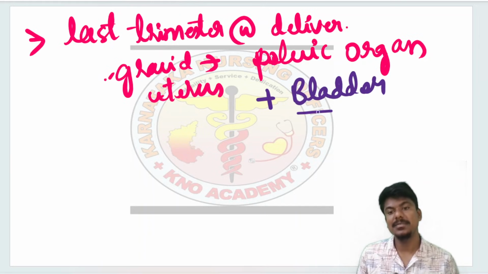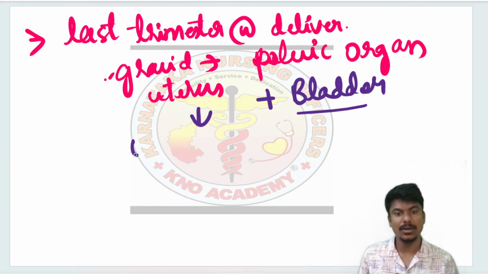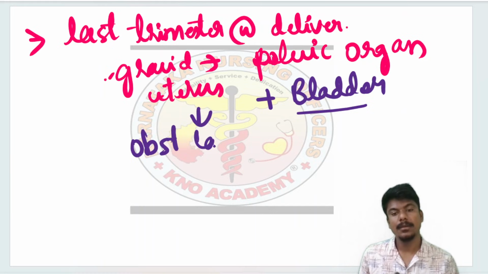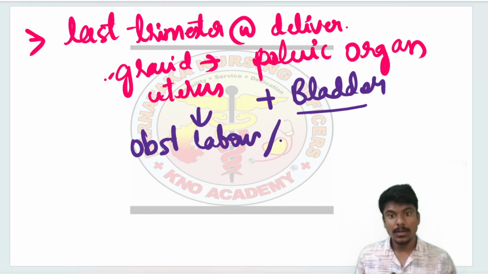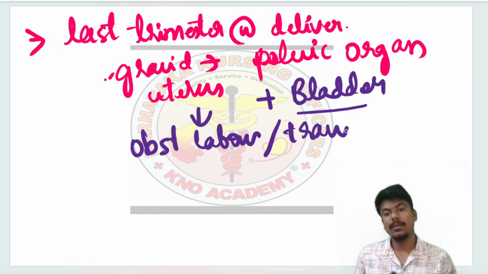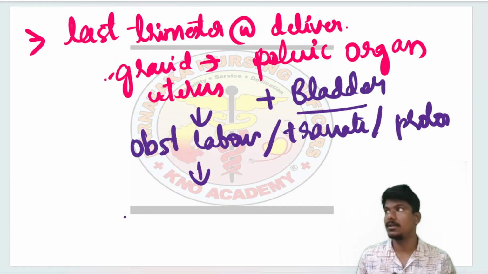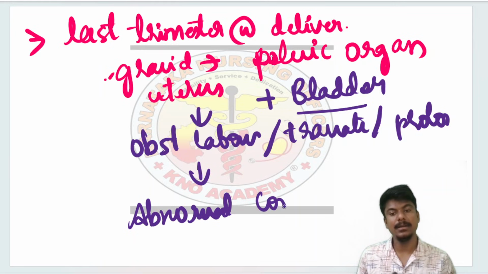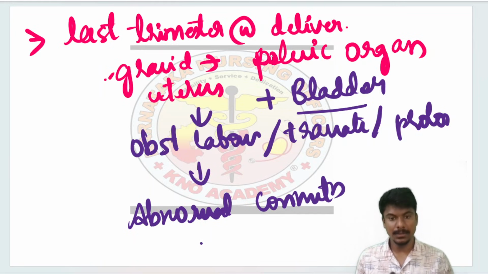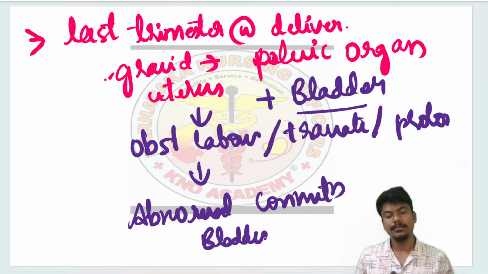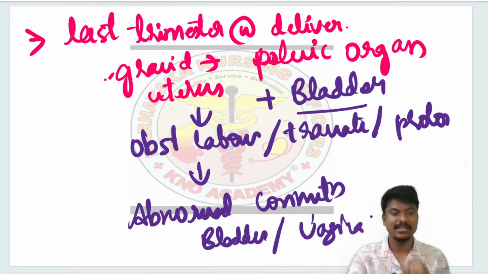So if there is any obstructed labor, traumatic labor, or prolonged labor, that will create pressure on the bladder, which will cause an abnormal connection between the bladder and the vagina. That's why a vesico-vaginal fistula is more common in obstructed labor or prolonged labor.